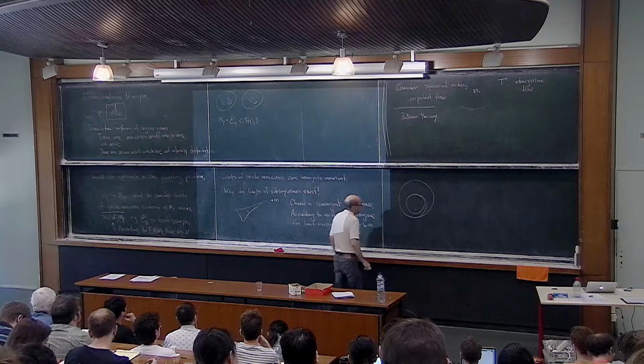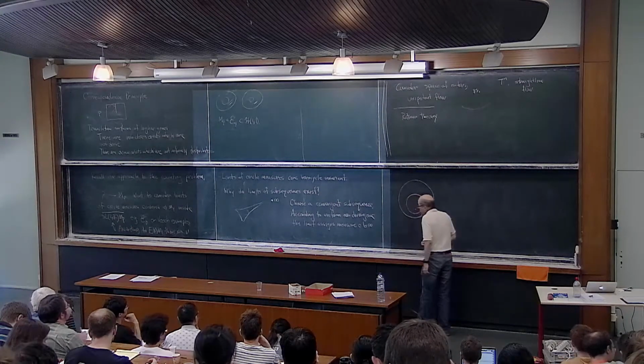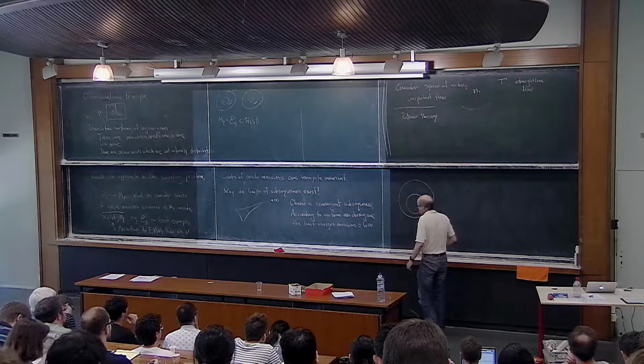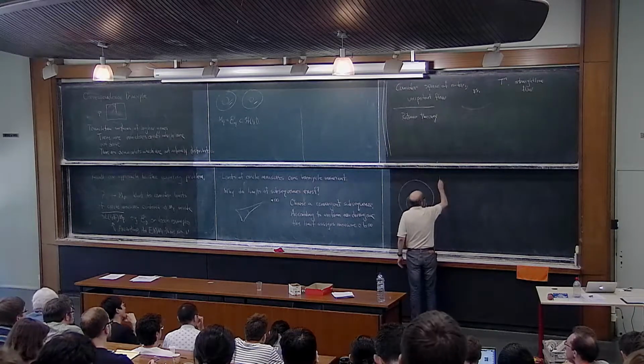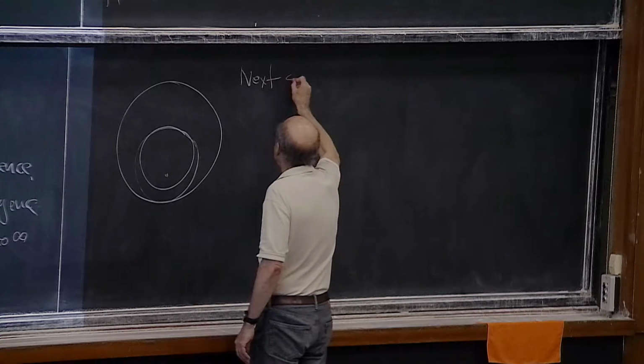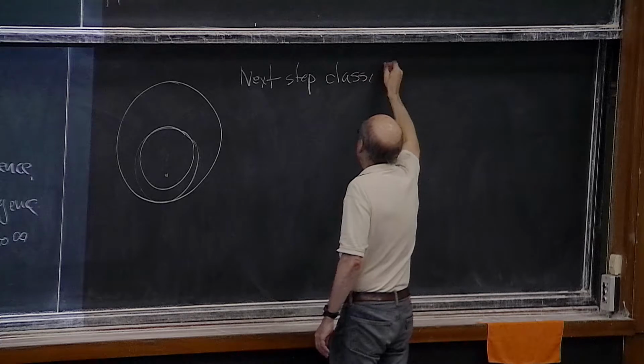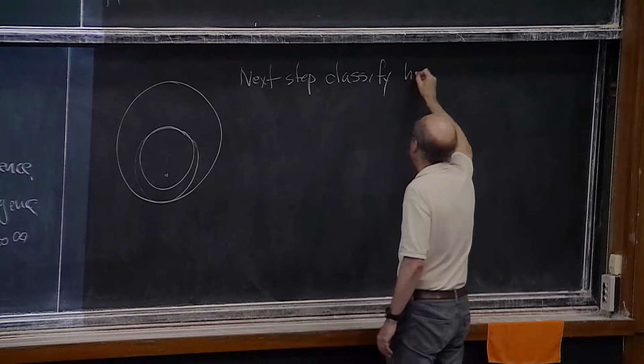Okay, so what do we have to do here? We've got convergence to something. It's horocycle invariant. What's the next step? Classify horocycle invariant measures.